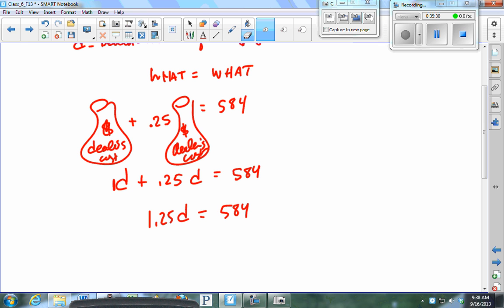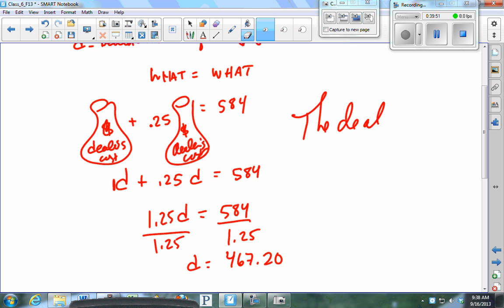I know D has to be smaller than 584. So when I divide it by 1.25, my number is going to get smaller. And what did you get? For what? 467.20. Don't put the dollars on D. D is just the number. The units come after. So the dealer's cost in your sentence is, now put the dollar sign on, $467.20. Boom, you're done.